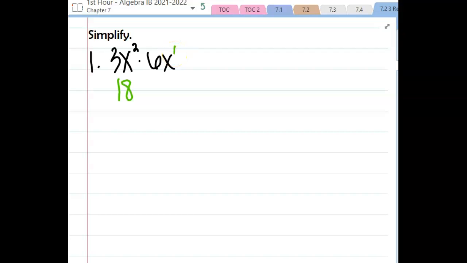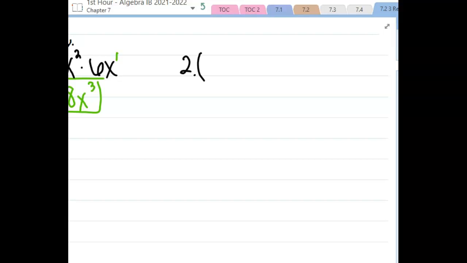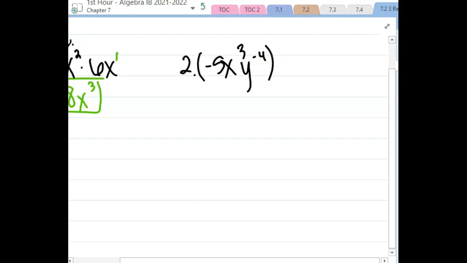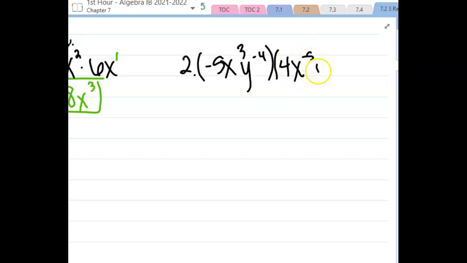If I don't see an exponent here, what is it? It's a 1. Just think about it. It's x squared times another x. 2 plus this other one here. There's 3 of them, so it's going to be an x cubed. 18x cubed would be your answer. Okay, number 2. All right, what if we do negative 5x cubed y to the negative 4th times 4x to the negative 5th y squared.